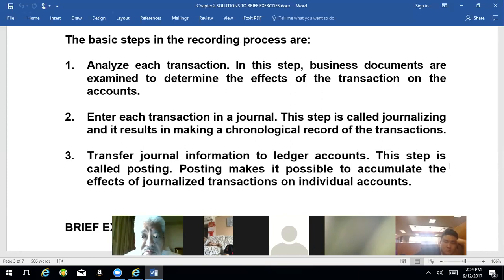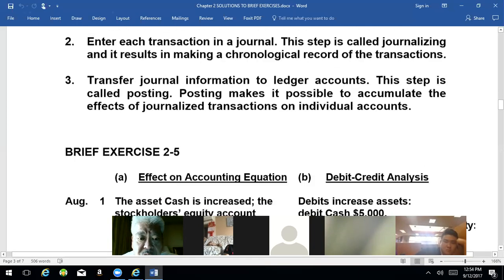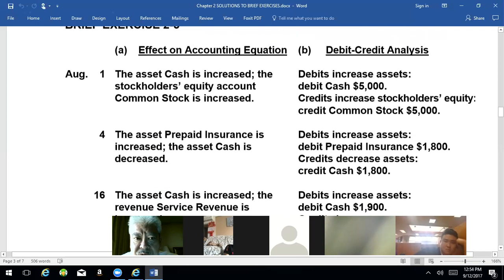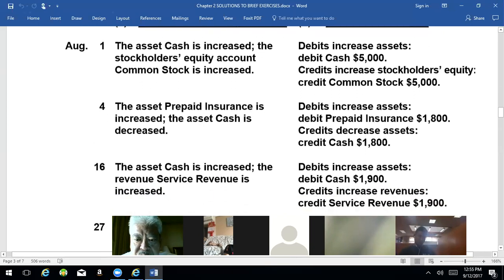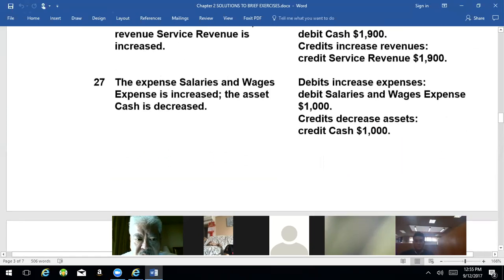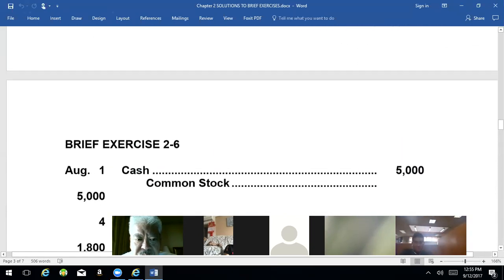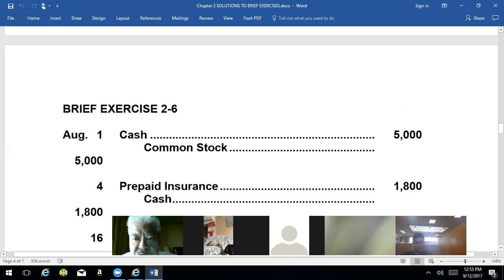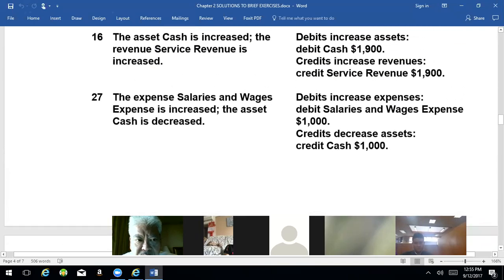So businesses need information on a constant and ongoing basis. So these are examples of the debit credit transactions. I'll leave these to you to do. More here though of the journal entries that relate to this.